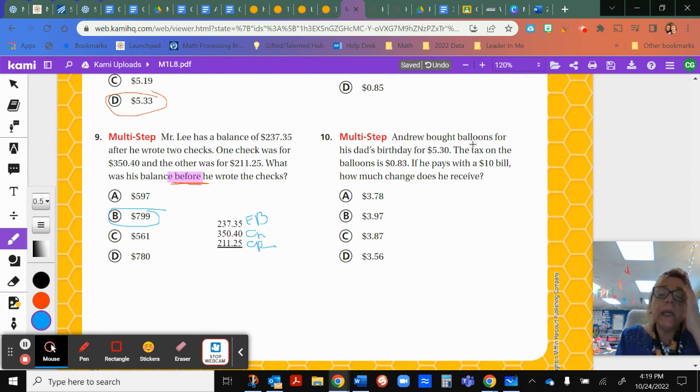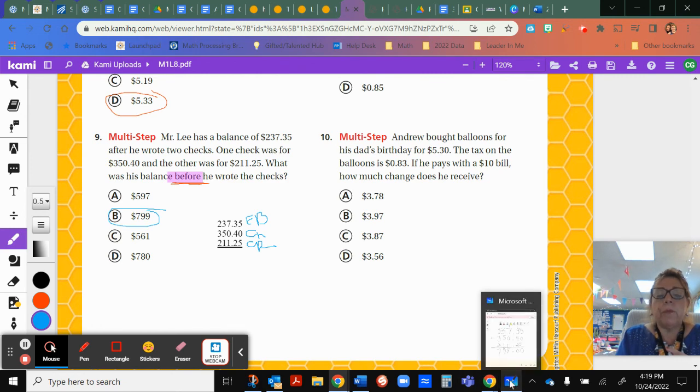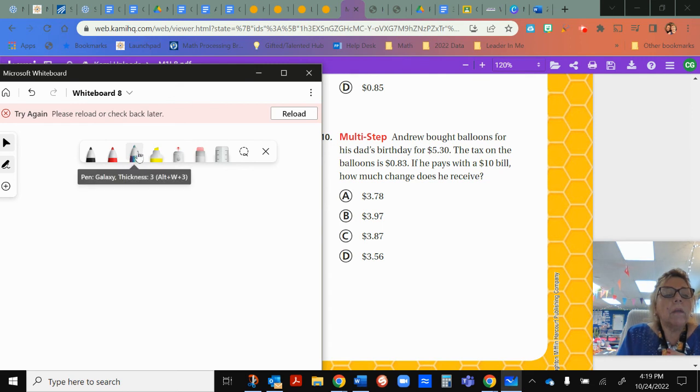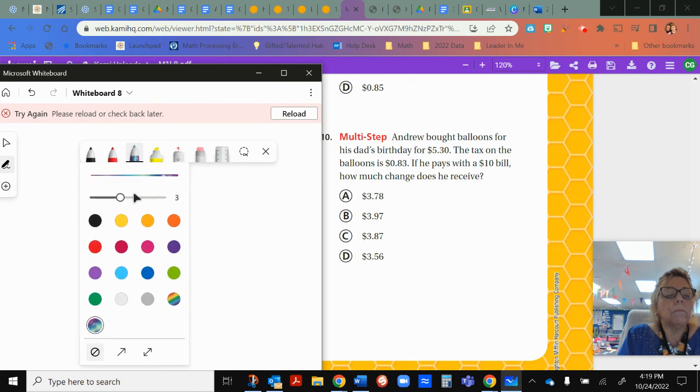All right, number 10. Andrew, hey, Andrew, way to go. He bought balloons for his dad's birthday for $5.30. The tax on the balloons is 83 cents. If he pays with a $10 bill, how much change did he receive? Okay, so what are we going to do here? Let me come over to my whiteboard. I'm going to move this over. Let's use this here. Let's go to the rainbow.